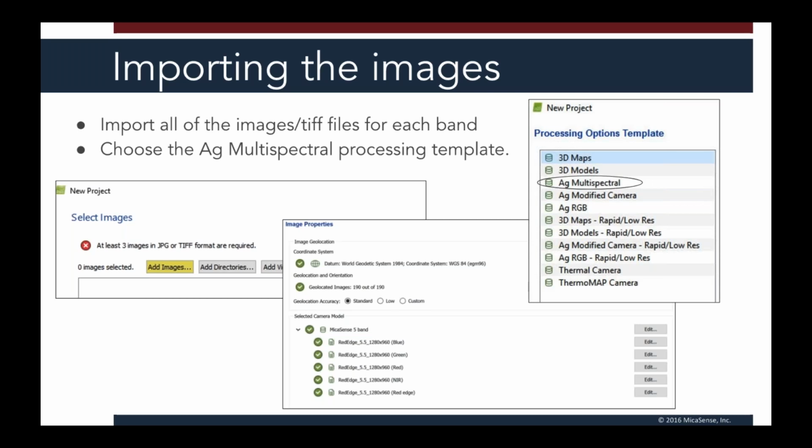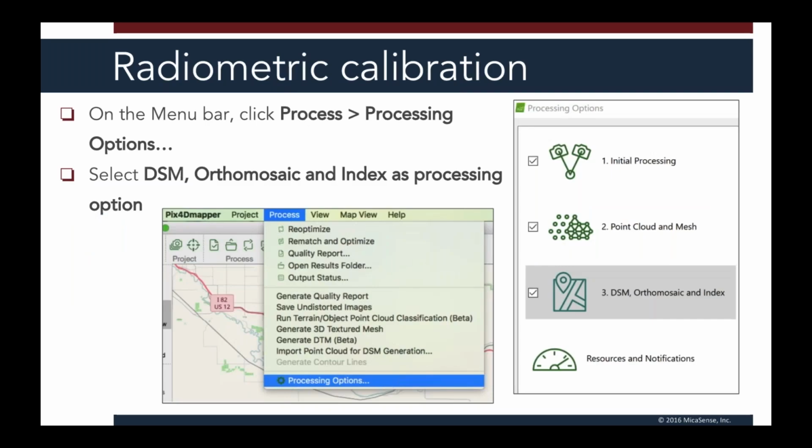After hitting next, this middle image will come up here, image properties. So as you can see here, the MicaSense RedEdge is included in Pix4D as a recognized camera option. So it's already got all of the bands selected there and all the specs taken care of. So there's nothing to do in this middle screen here. We can go on to the next thing, which will be selecting a processing template option. So in this last image on the right here, you can see all the different processing template options available in Pix4D Mapper. In this case, we'll want to be selecting the Add Multispectral Processing template.